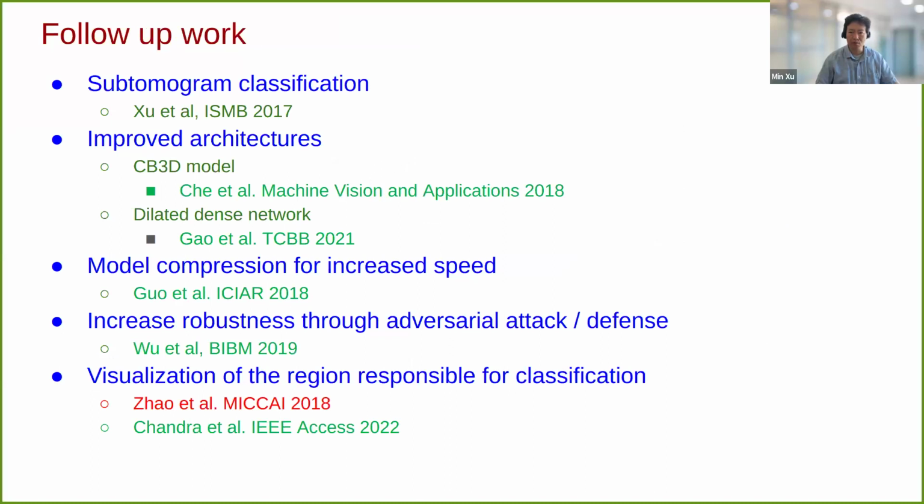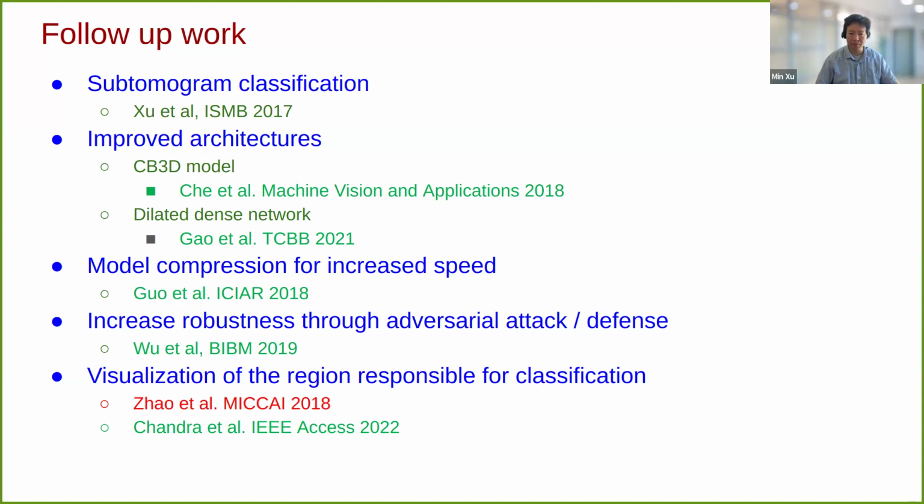Based on the above work, we published several extended works. For example, we continued developing deep learning methods for improved subtomogram classification accuracy. Because Cryo-ET data is fast accumulating, to further increase the throughput without a significant drop in classification performance, we developed model compression techniques to significantly increase the subtomogram classification speed.